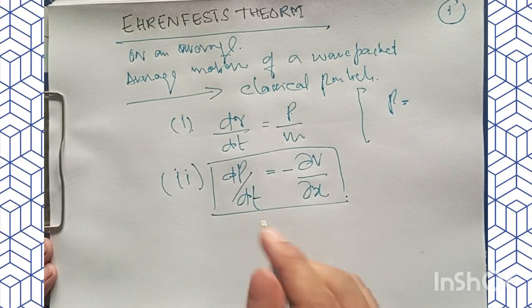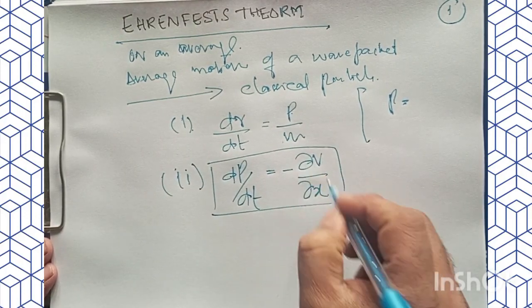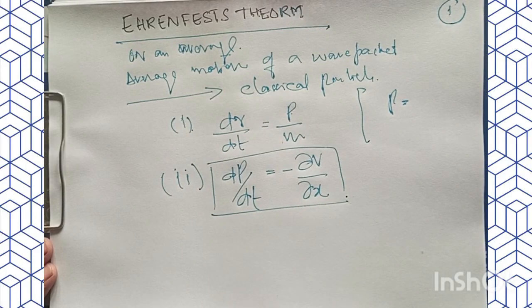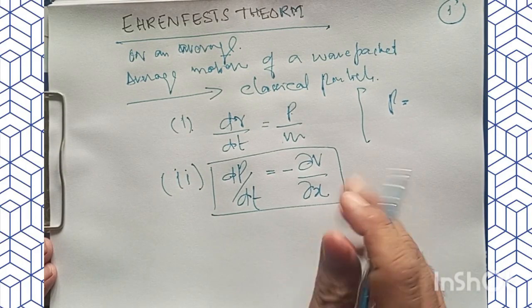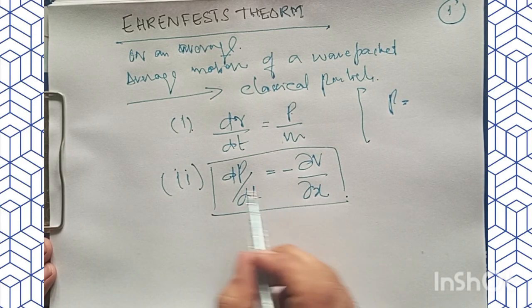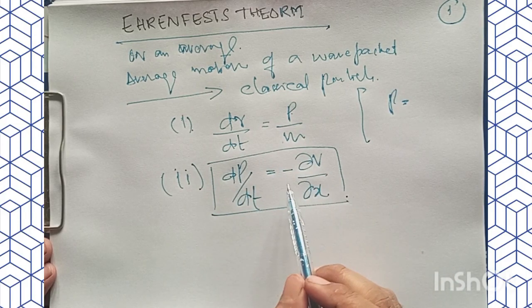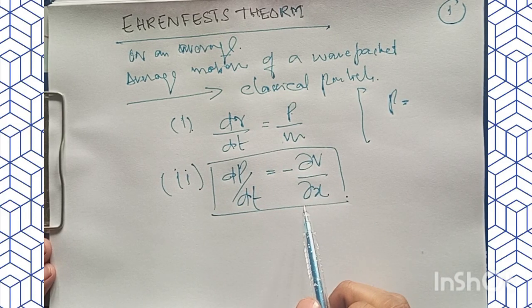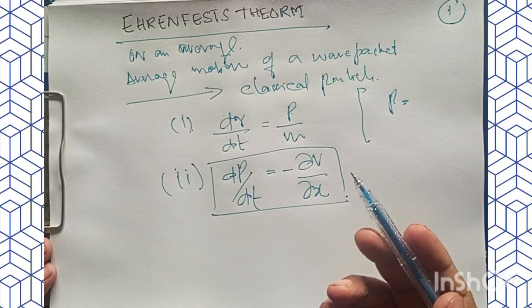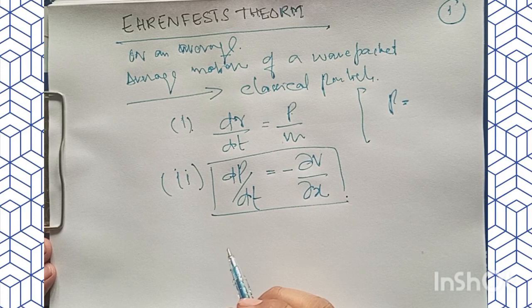Or if you have to write this in all three dimensions, then instead of using dou by dou x, we can make use of the del operator. Now these are our Newton's equations, and we have written down Newton's second law of motion as a negative gradient of the potential. You can write it in terms of x, you can write it in terms of y, you can write it in terms of z.